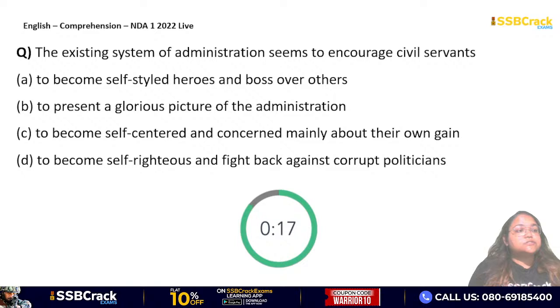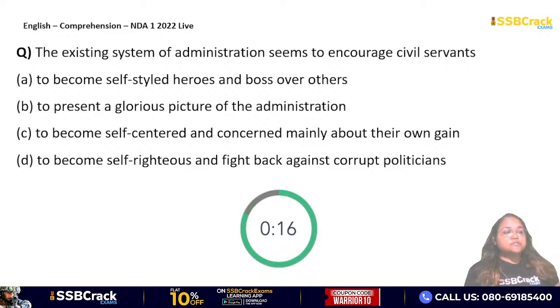The existing system of administration seems to encourage civil servants: A, to become self-styled heroes and boss over others. B, to present a glorious picture of the administration. C, to become self-centered and concerned mainly about their own gain. D, to become self-righteous and fight back against corrupt politicians. It's also talking about the existing system of administration. How does it encourage civil servants? If you go back here again, you will get it.